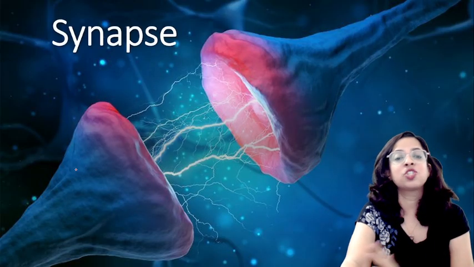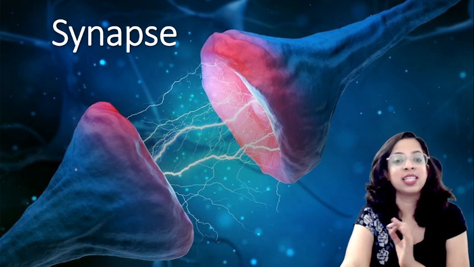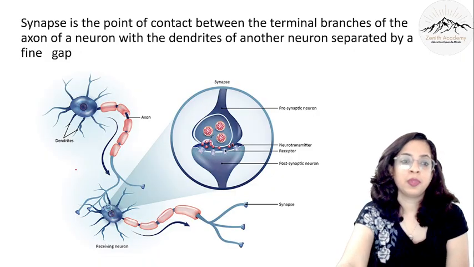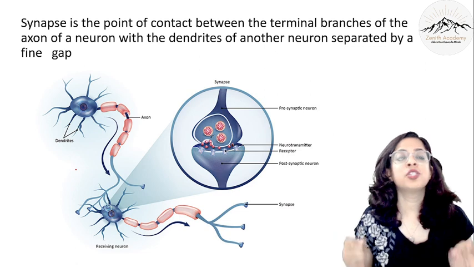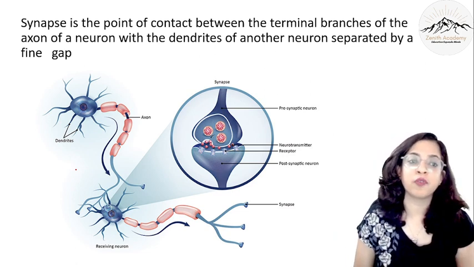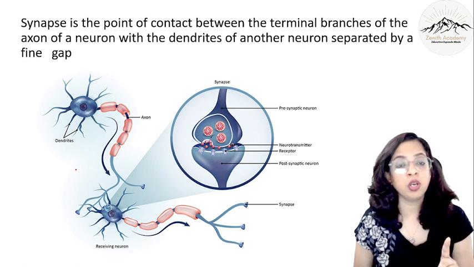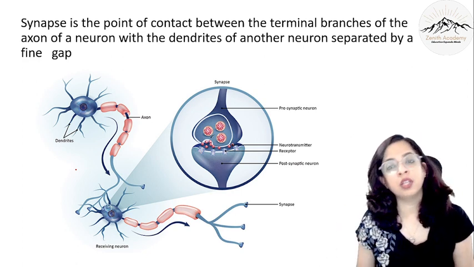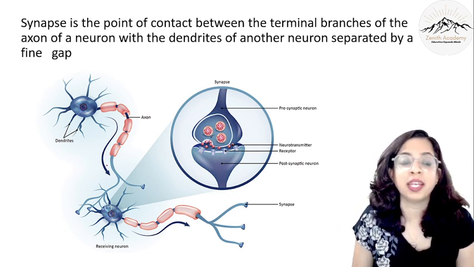Now let's talk about synapse. What is synapse? See here, synapse is the point of contact between the terminal branches of the axon of a neuron with the dendrites of another neuron, separated by a fine gap.